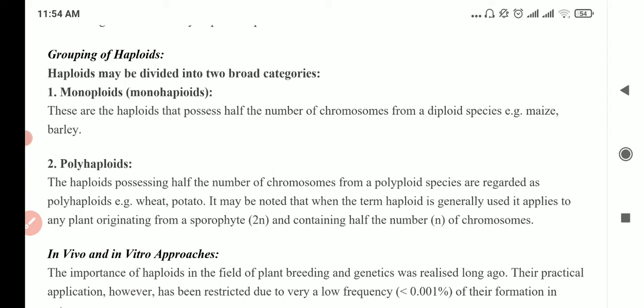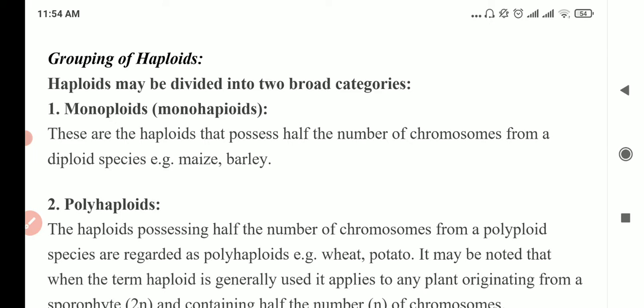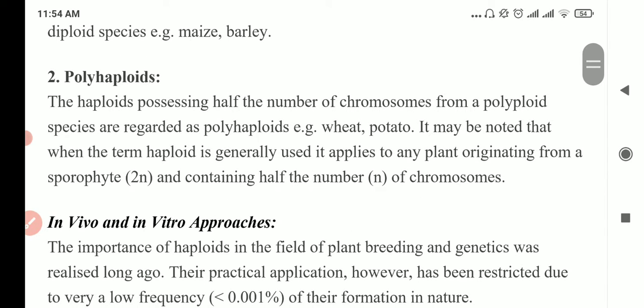We can divide them into some categories: monoploids or monohaploids and polyhaploids. But what are monoploids and polyhaploids? Maybe this is better for you. Monoploids are haploids that possess half the number of chromosomes from a diploid species. And then polyhaploids possess half the number of chromosomes from a polyploid species.